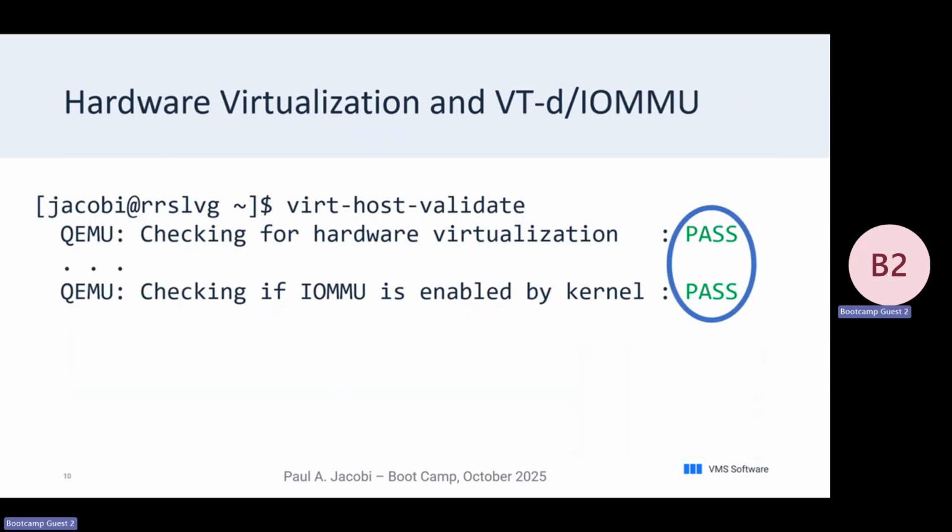You can also use a tool in Linux itself called virt-host-validate, and it will check a number of different settings in your system for use with virtual machines. Specifically, you want to check that these two items are marked as pass.